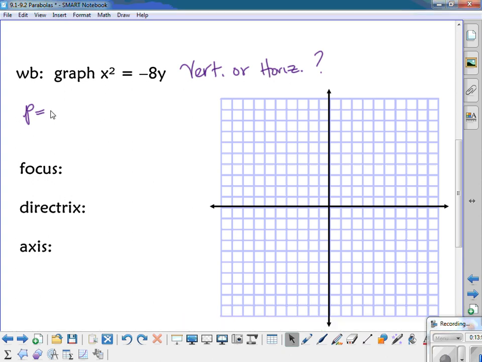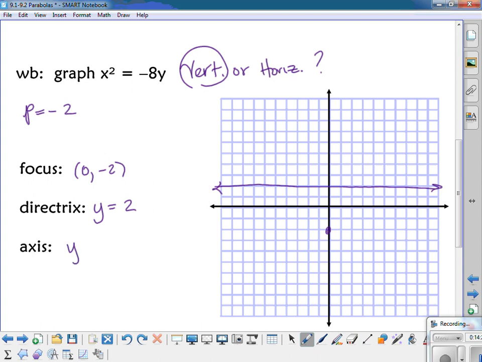All right, so p is -2 because of that -8, right? And so my focus, well, first of all, was this vertical or horizontal? Vertical. This one's vertical. So going from 0, 0, I'm going to go down vertically by 2, right? So my focus is at (0, -2). And then that means my directrix is in the opposite direction, and it's y equals +2. And then your axis is going to be y equals 0. I mean, x equals 0.